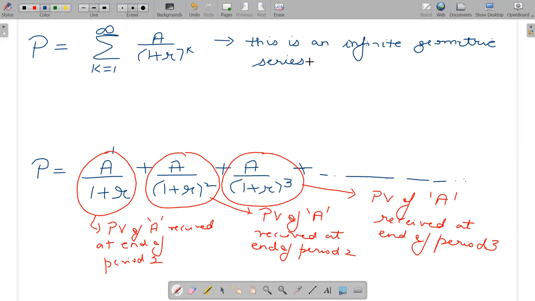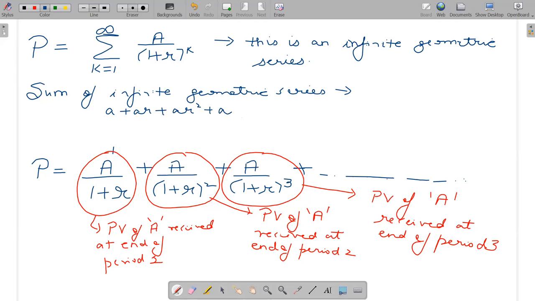All of us know what the sum of an infinite geometric series is. The sum of the infinite geometric series A plus AR plus AR square plus AR cube plus dot dot dot is A upon 1 minus R. We have done the concept of geometric series in our mathematical methods for economics part 1 course.